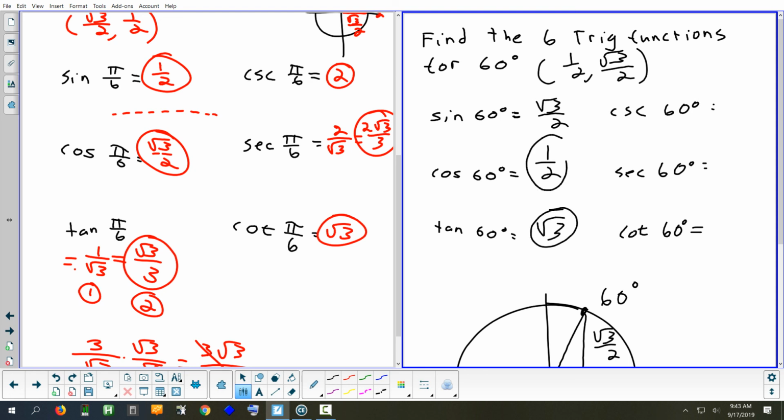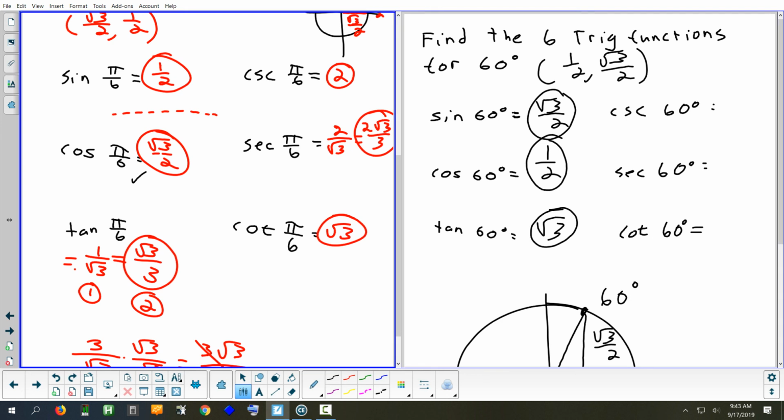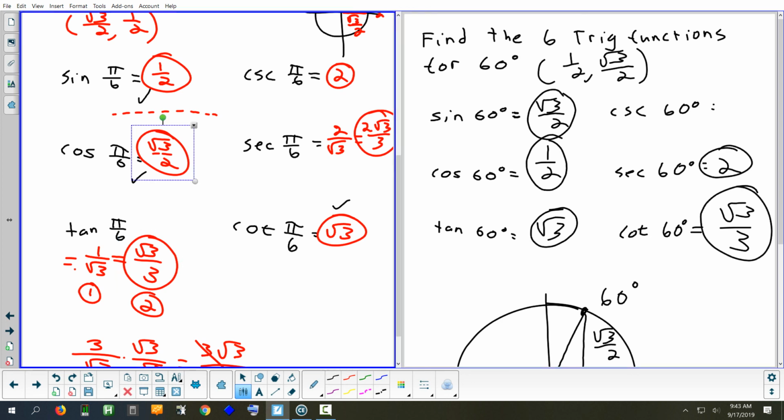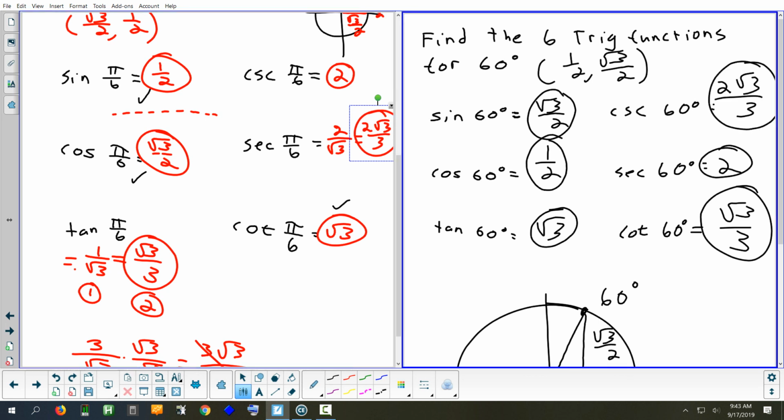So now, if you look at those answers, root 3 over 2, 1/2, root 3. Well, we've got a root 3 over 2 right there. We've got a 1/2 right there. And we've got a square root of 3 right there. So we've already flipped all of those. If you flip square root of 3, you get square root of 3 over 3. If you flip 1/2, well, that's an easy one, you get 2. And if you flip root 3 over 2, you get 2 root 3 over 3. So we got all the same answers, but in different spots.